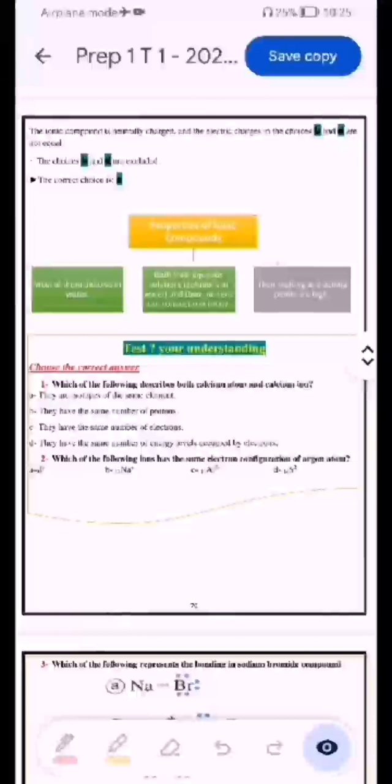So the properties of ionic compounds: number one, they dissolve in water. Number two, both their aqueous solutions and their molten state can conduct electricity. Number three, melting point and boiling point are what? High. Okay.